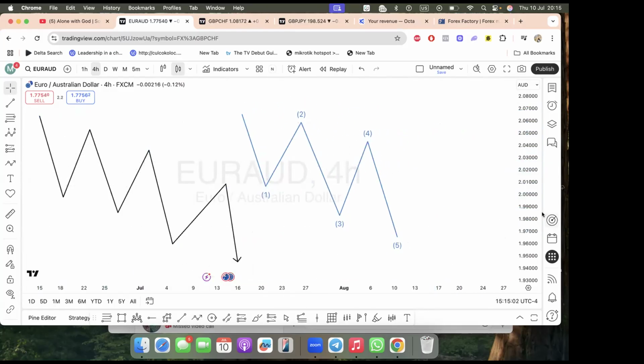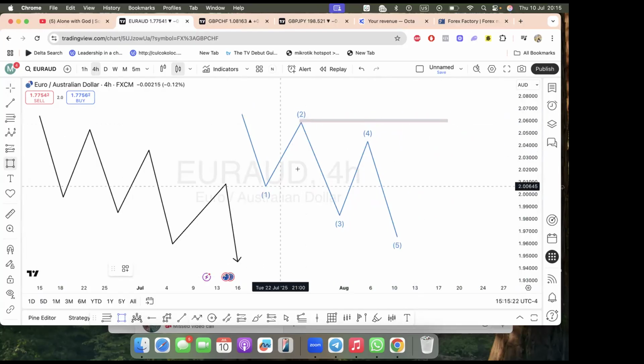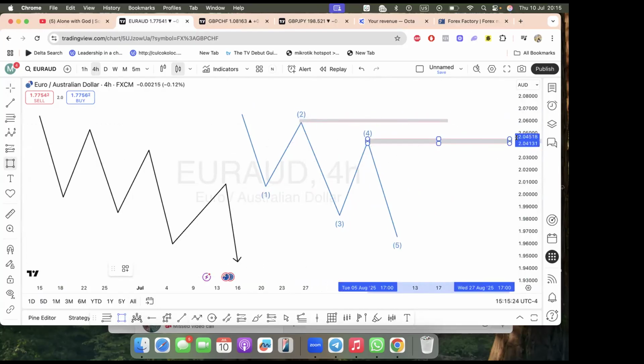Now, I need to ask a question. What levels are pushing the market down? Beautiful. 2 and 4. This brings us to our subtopic: resistance.